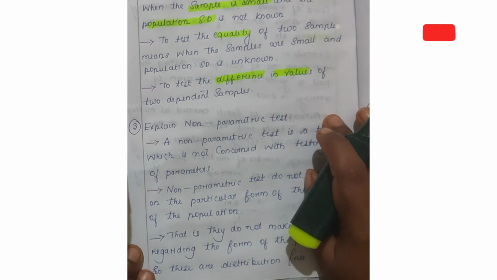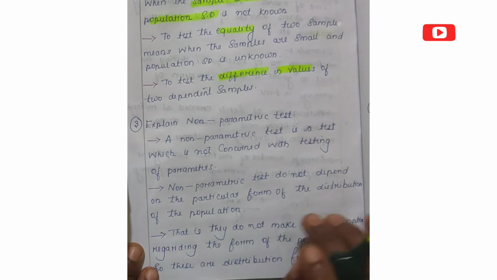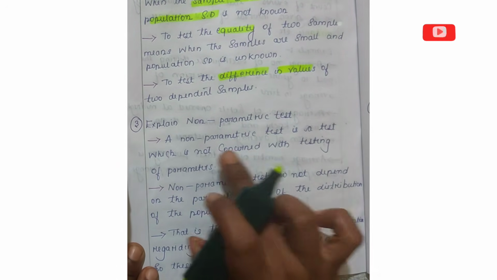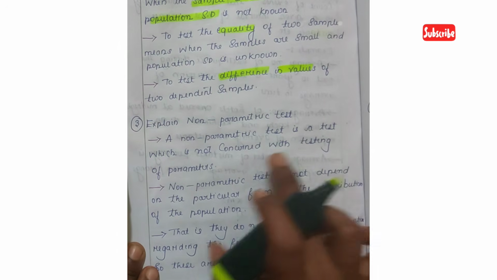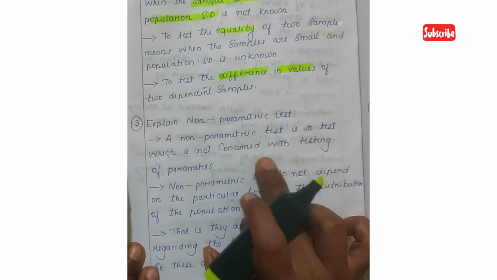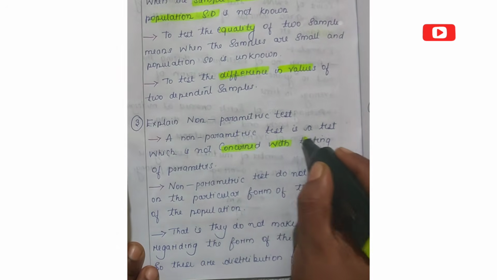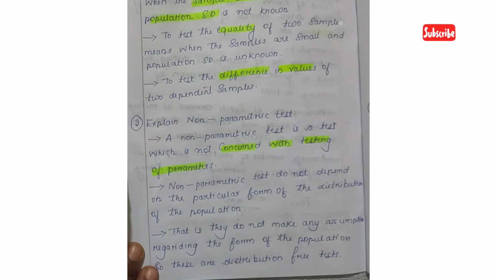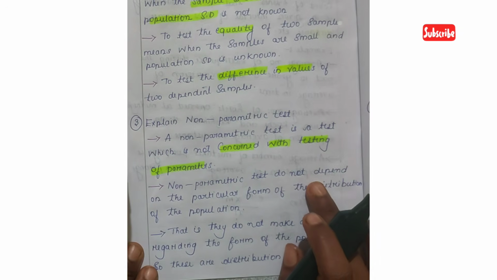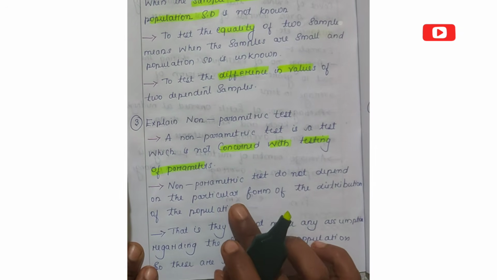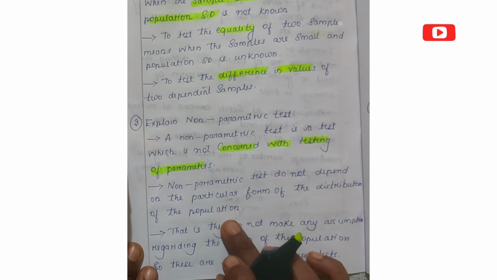Next question, explain non-parametric test. A non-parametric test is a test which is not concerned with testing of parameters. Non-parametric tests do not depend on the particular form of the distribution of the population.